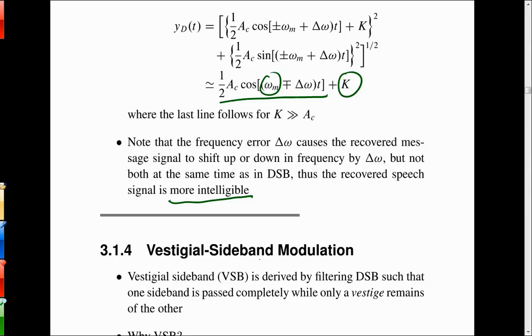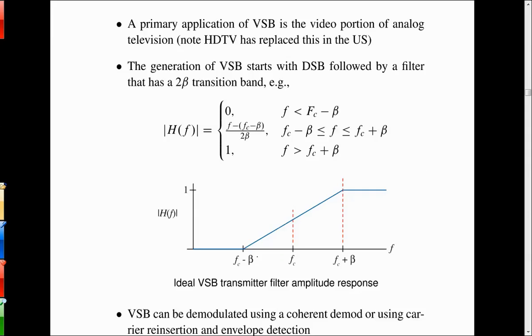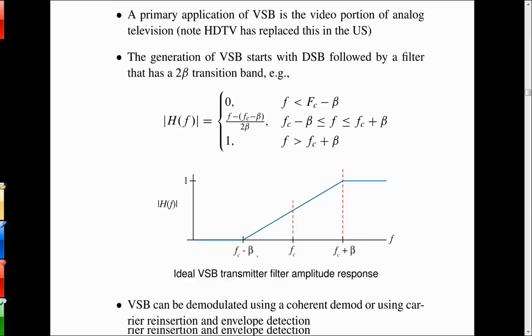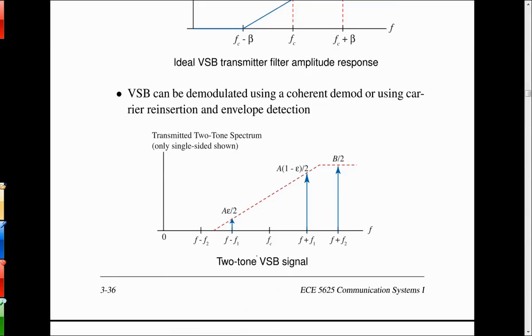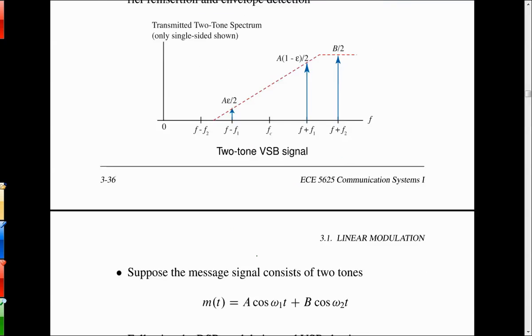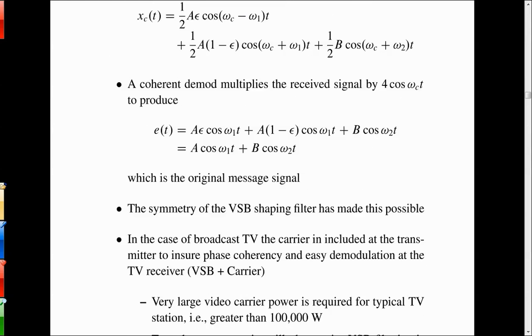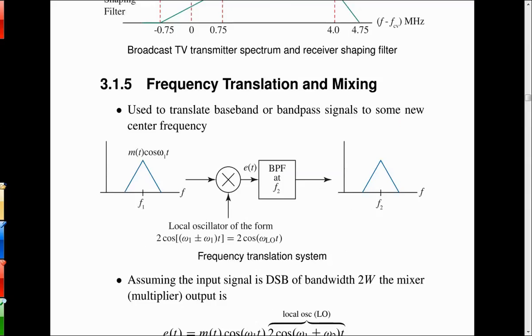Okay, we are out of time. This next topic we're not going to go through, vestigial, because this is definitely not too popular anymore. It's sort of a hybrid between double sideband and single sideband, and it was used for NTSC TV, which is now extinct because we have HDTV to take its place. There's still some properties, I think, of vestigial sideband that are around, but I didn't talk about it last year, and I'm not going to talk about it this year. So we're going to be on to this topic, though, frequency translation and mixing.